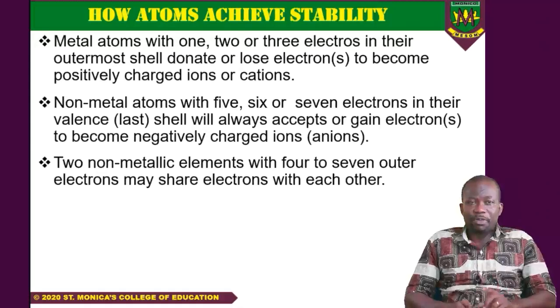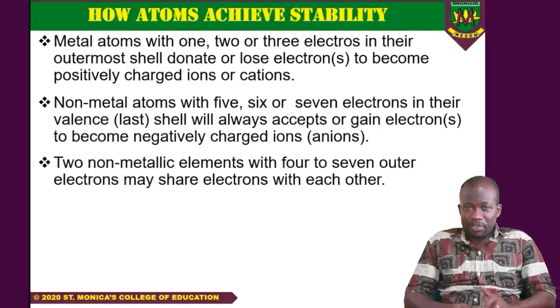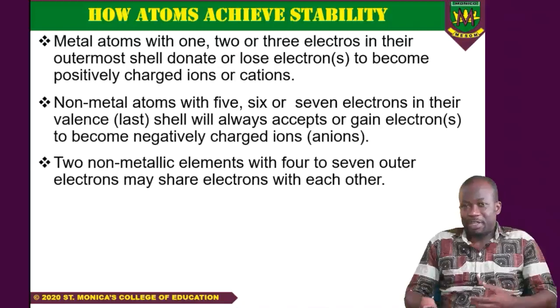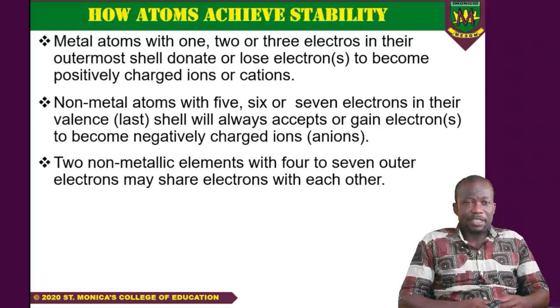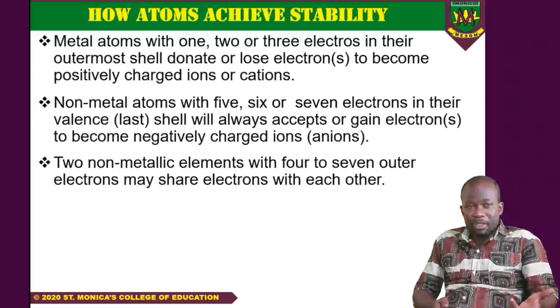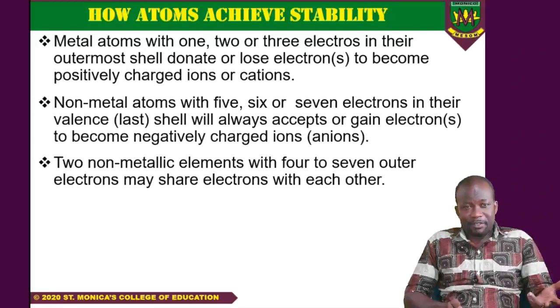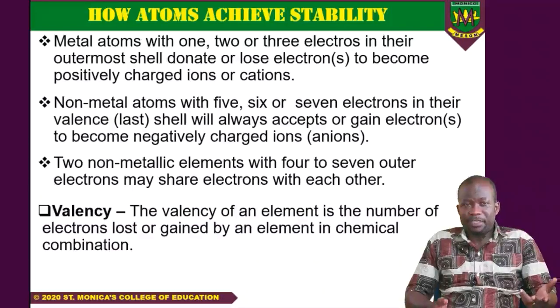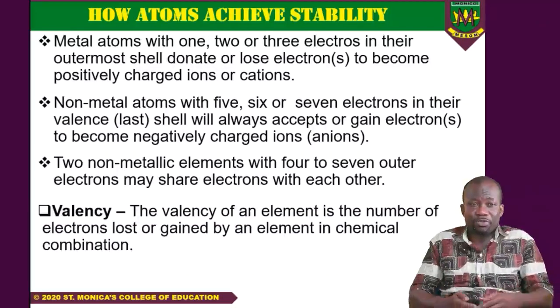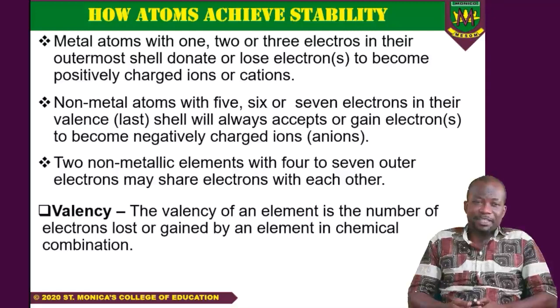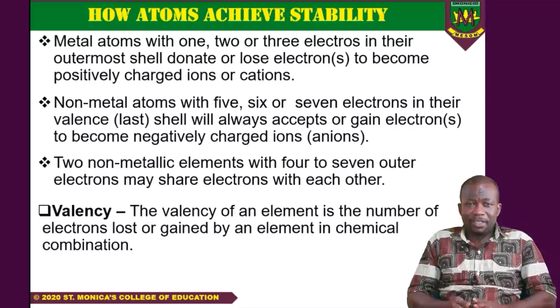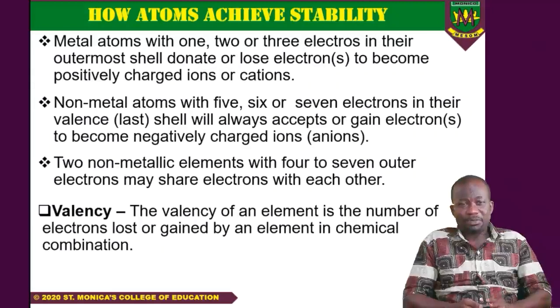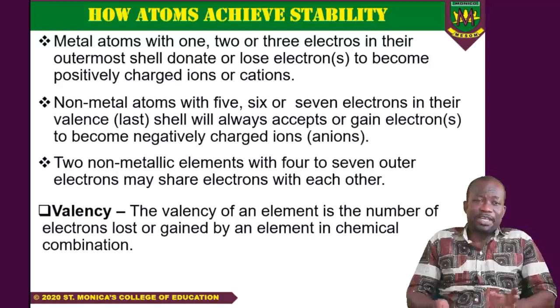And so 2 non-metallic elements with 4 to 7 outer electrons may share electrons with each other. So you see carbon sharing electrons with oxygen to form carbon dioxide. And then next one, let's look at valency. This concept valency, sometimes students find difficult to internalize, but it's very, very easy. If you really understand the concept well, you wouldn't need to memorize anything.